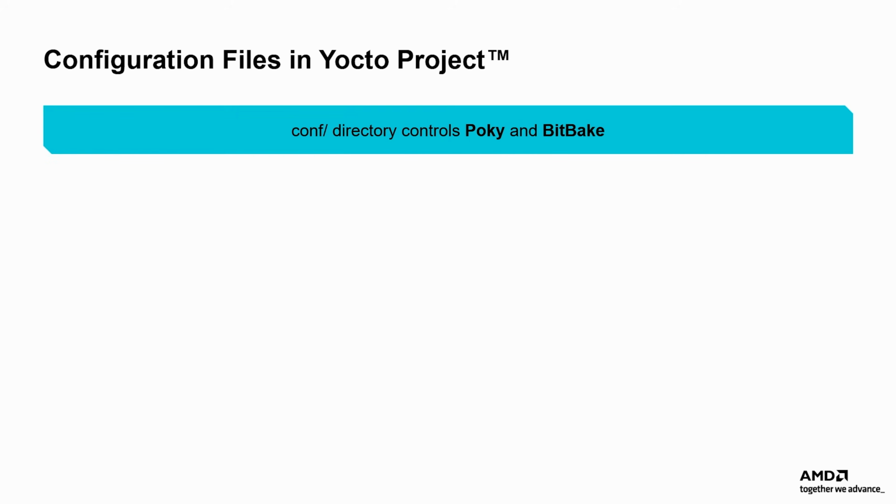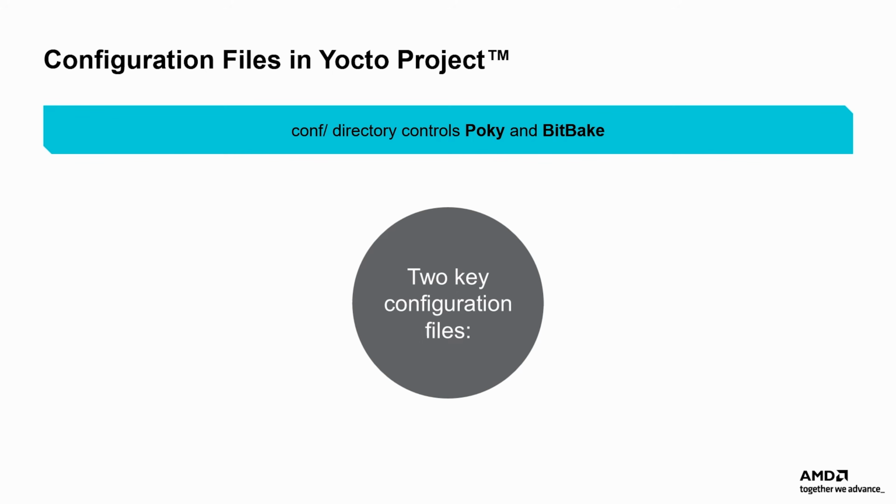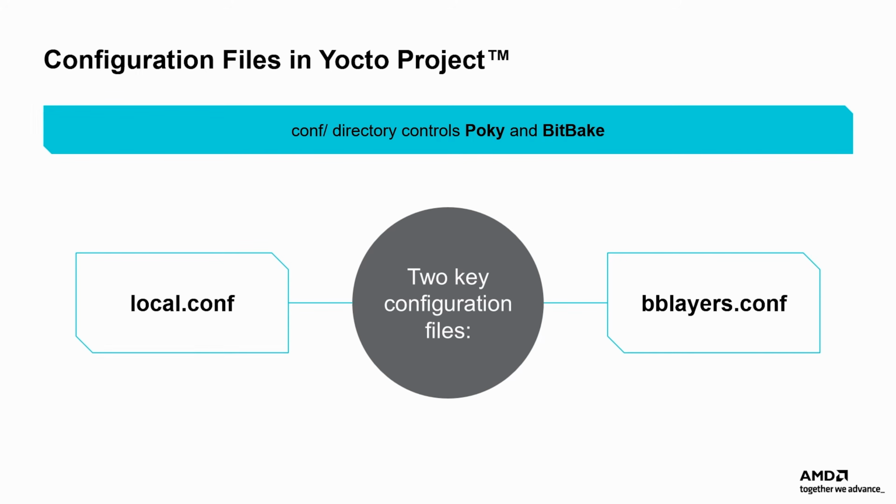Configuration files allow developers to customize their Linux-based systems for specific hardware requirements. Several configuration files are in Yocto project, each with its own purpose. The conf directory contains the configuration files that control Pokey and Bitbake. There are two mandatory build-specific configuration files, local.conf and bblayers.conf.